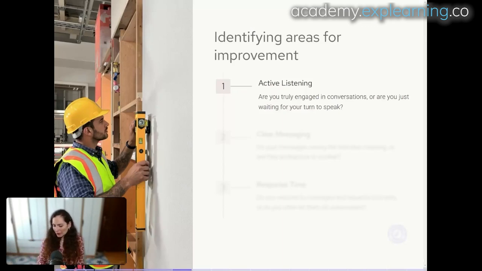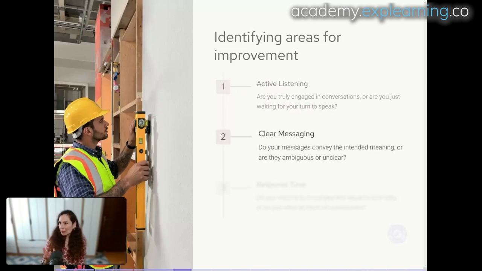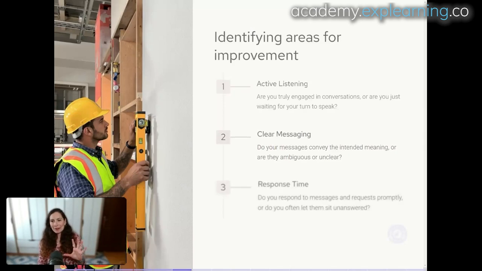Also thinking about, how's your messaging? Are you fine-tuning your messaging? Are you making it as polished as it can be? Is there room for some ambiguity? You want to eliminate that, right? Ambiguity can actually result in miscommunication, which can result in missed opportunities and conflict. So something to really be mindful of.